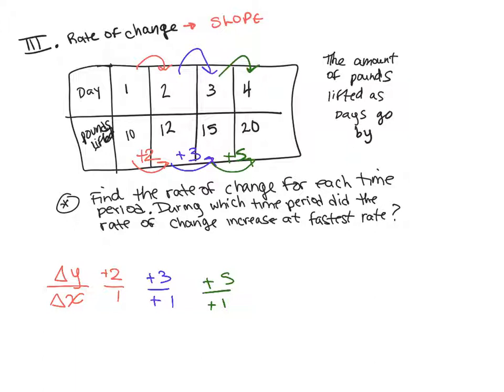Which one was the fastest rate? The 5. The last one, right? So the fastest rate in which time period? Between day 3 and day 4, or from day 3 to day 4. That's a constant rate, right? From day 3 to 4, you increased at the fastest rate.